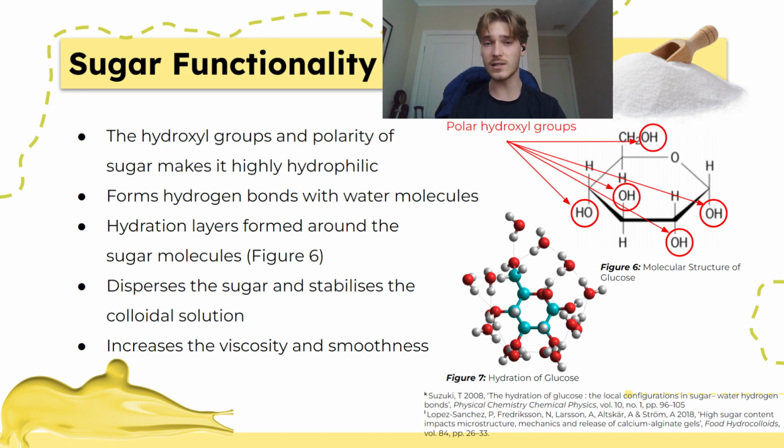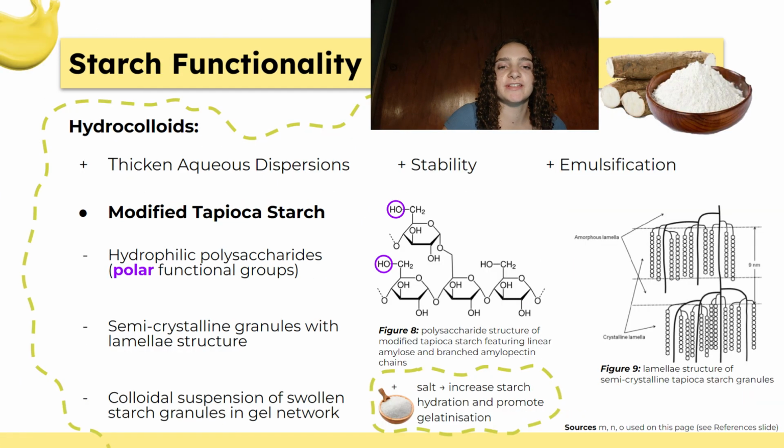Sugar also increases the viscosity of the mustard by disrupting the movement of water molecules, contributing to a smoother texture and mouthfeel for the mustard. In the mustard, modified tapioca starch, mustard seed mucilage, and xanthan gum act as hydrocolloids which are used to thicken aqueous dispersions as well as increase stability and emulsifying nature of the system by forming gels.